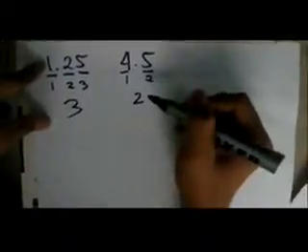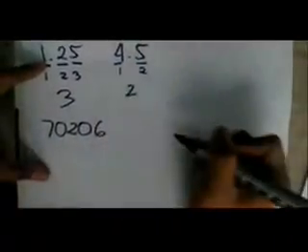So let's count all the significant figures. 1, 2, 3. So for the first example there are 3 significant figures. For 4.5, let's count all the significant figures. 1, 2. There are 2 significant figures. So that's all.